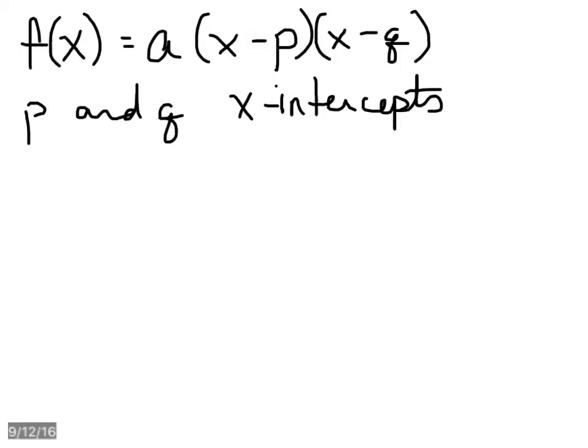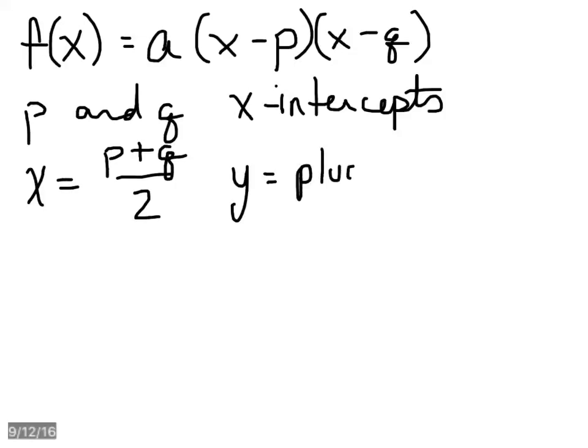And in order to find the x for the axis of symmetry or also for the vertex, we take whatever P is plus whatever Q is and we divide it by 2. That's how we find the x. How do you find the y coordinate then if you know the x? Right. You plug in x. So is it always going to be P plus Q over 2? Yes. And P and Q are the x-intercepts, right? P and Q are the x-intercepts. Yes.